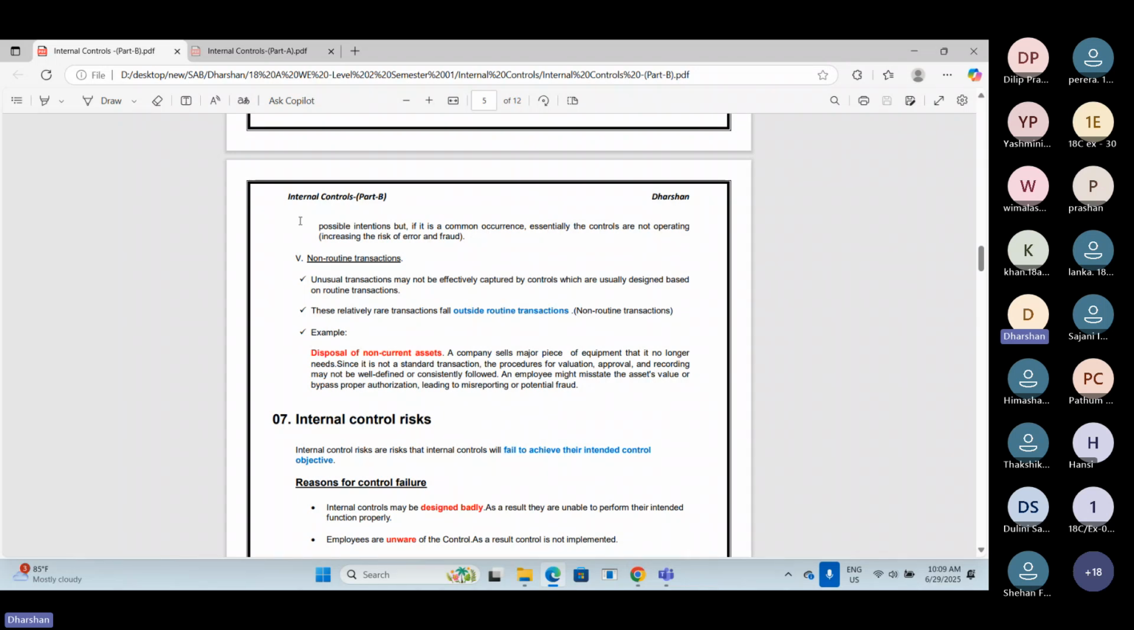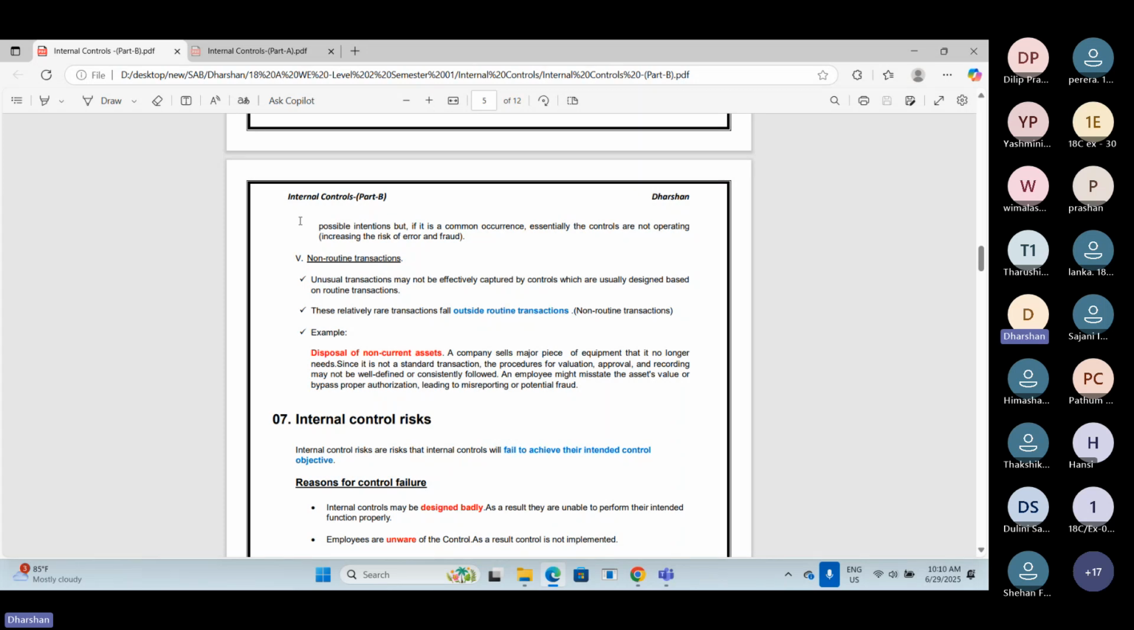On the other hand, in the recording process you may also face some difficulties. Sometimes the recording process may have some errors. Sometimes these recordings cannot happen at all because of non-availability of internal controls.